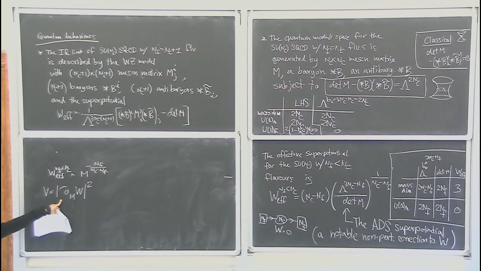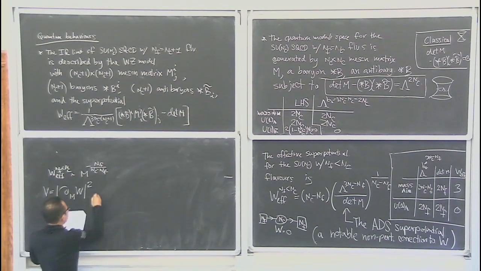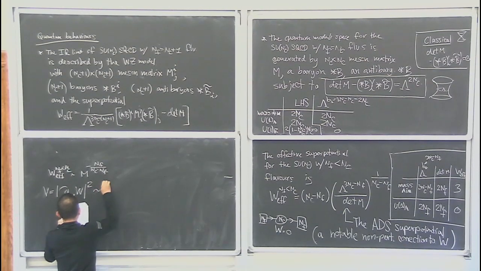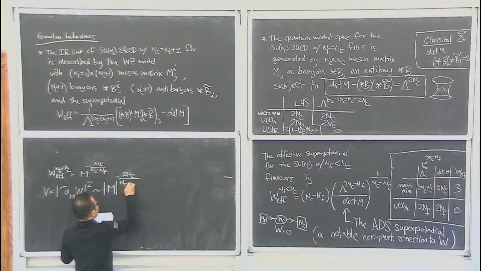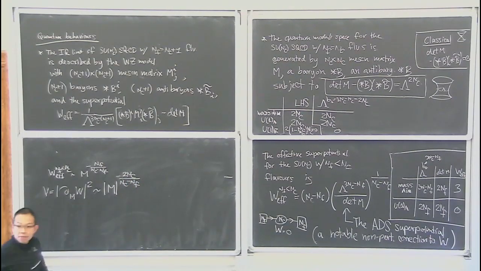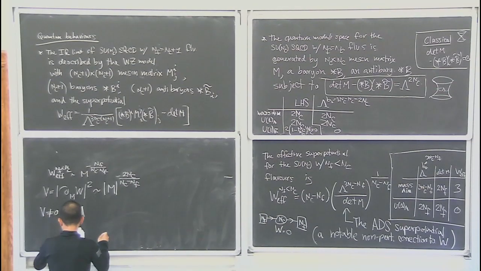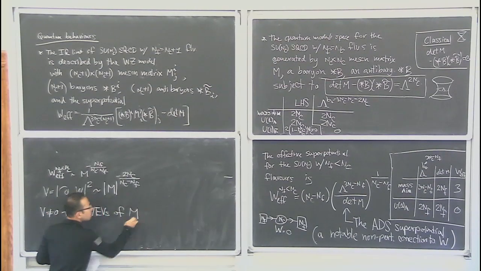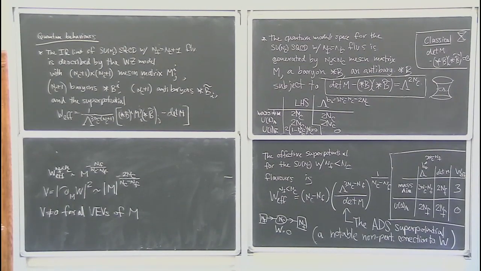You remember this? Scalar potential is the derivative of superpotential mod square. You get approximately M to the minus 2N_C over N_C minus N_F. Observe that V never becomes 0 for all values of M, for all vacuum expectation values of M. Right? This is clear. So what happened? You don't have supersymmetric vacua anymore.